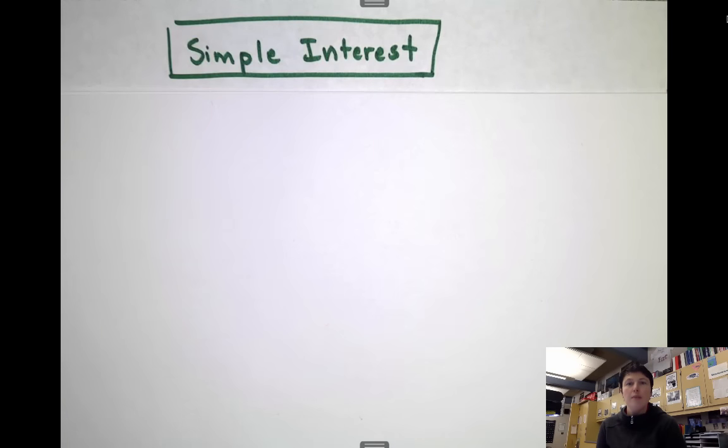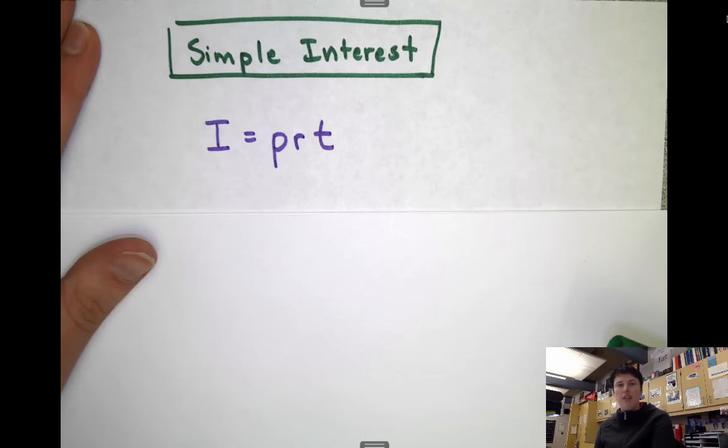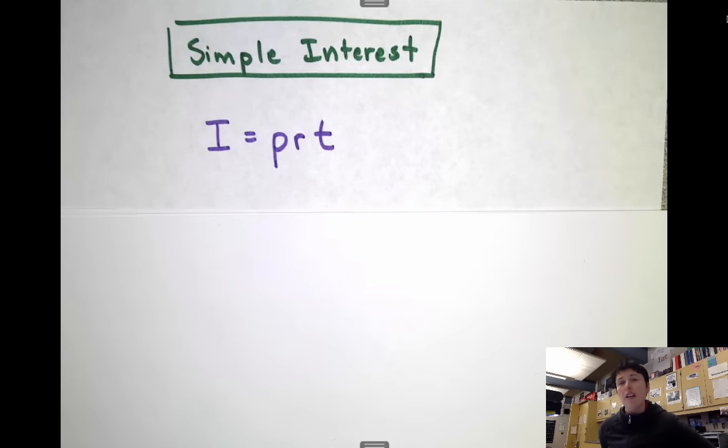Hey guys, we're going to do a couple of videos here on something called simple interest. So this is kind of the beginning video. If you've never heard of simple interest, this will be kind of a new thing for you. And here's what it is. First off, it comes with a formula. If you want to write this down while I'm explaining, you can. I equals PRT.